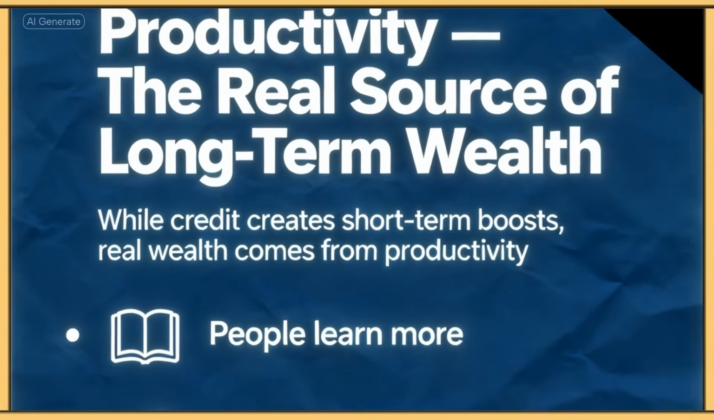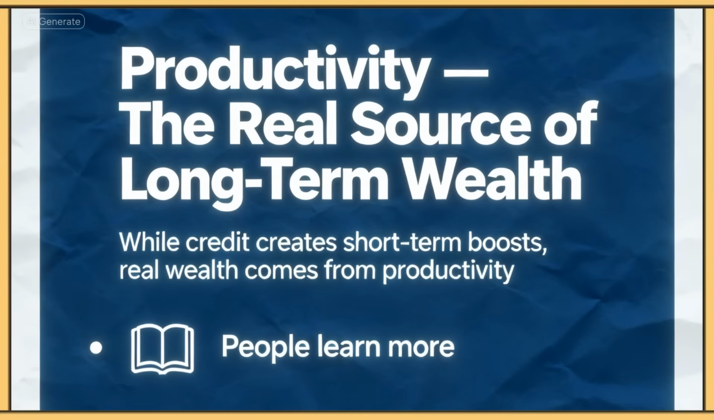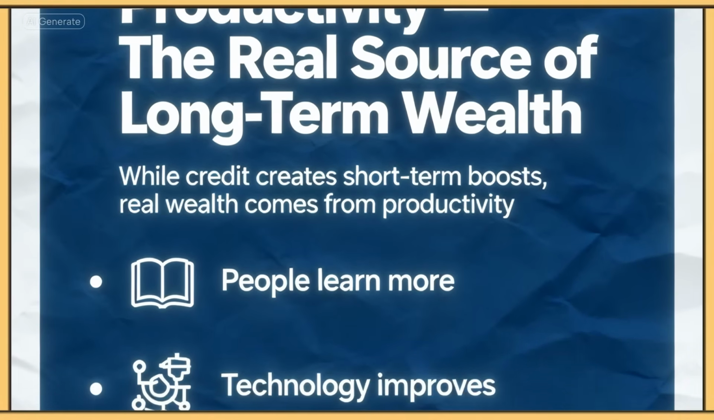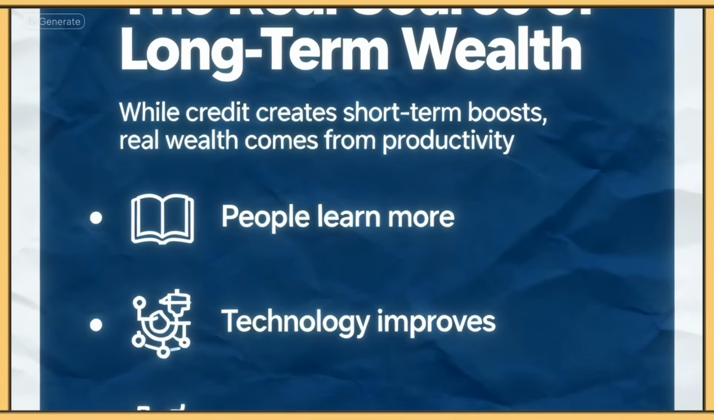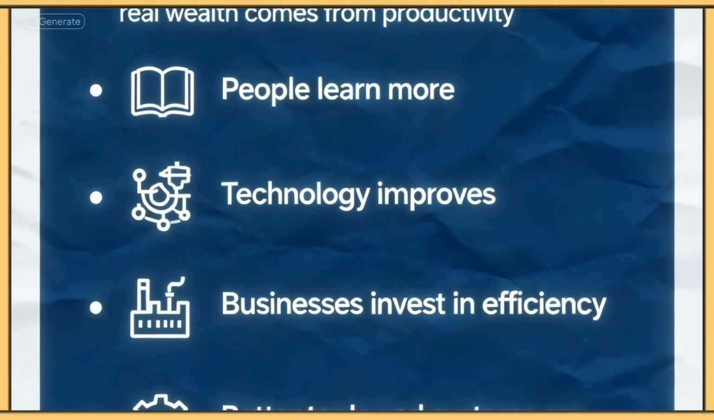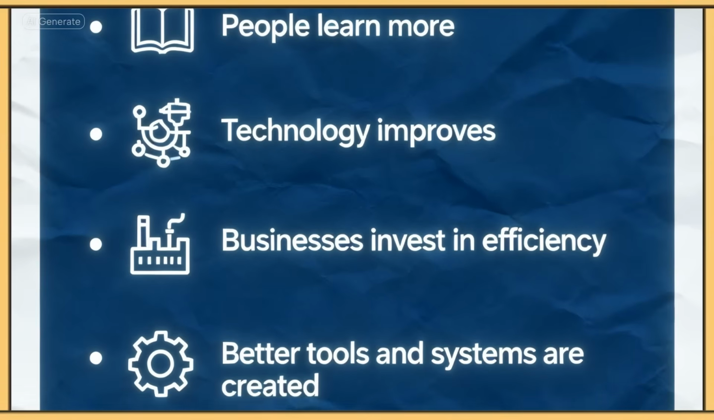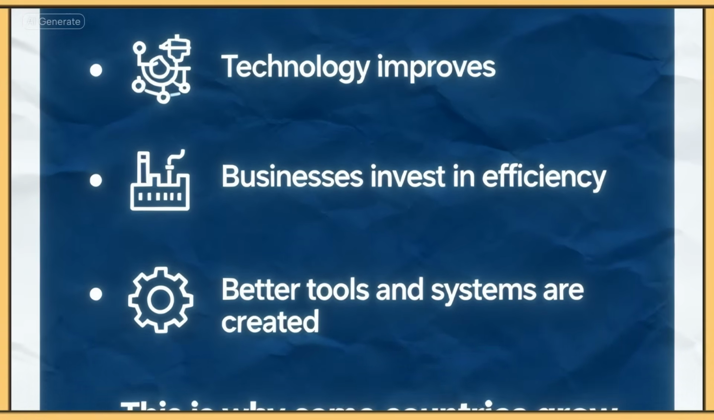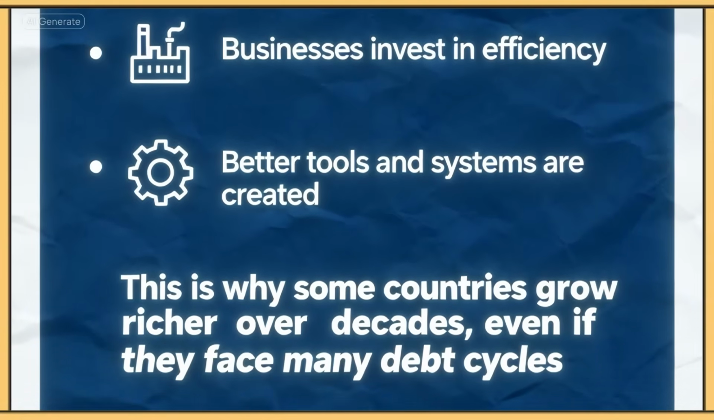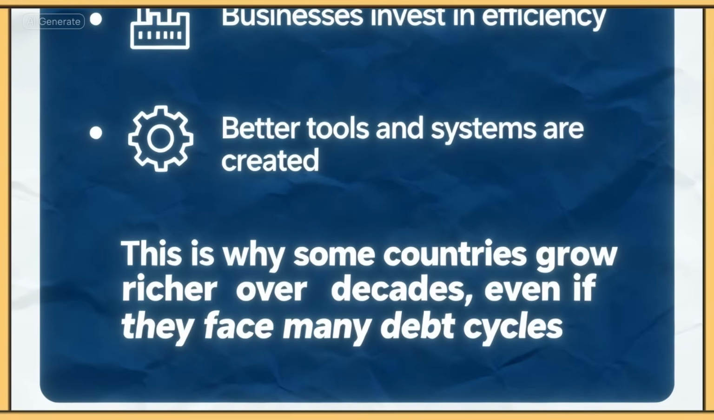9. Productivity, the real source of long-term wealth. While credit creates short-term boosts, real wealth comes from productivity. Productivity grows when people learn more. Technology improves. Businesses invest in efficiency. Better tools and systems are created. This is why some countries grow richer over decades, even if they face many debt cycles.